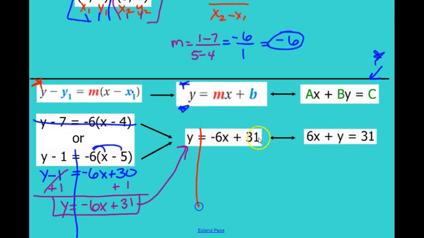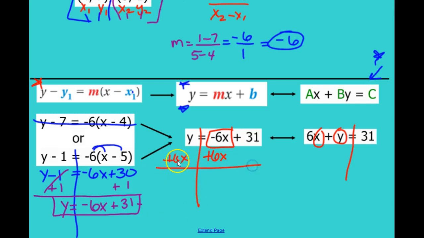But now we just need x and y on the same side of the equal sign. So all I have to do with this x is add it over to the other side. Because it's a negative, the opposite would be adding. So we have 6x. We can't combine these because one's an x and one's a y. Plus y equals 31.